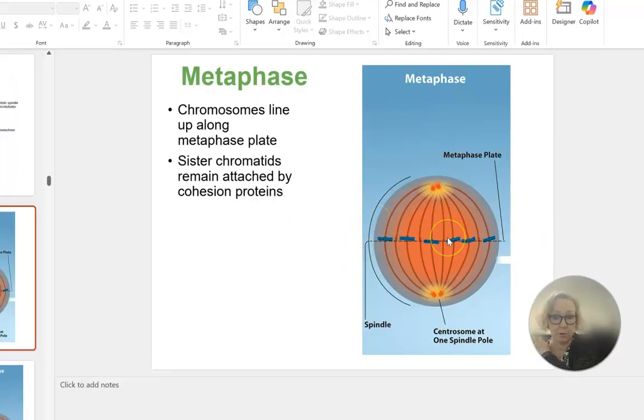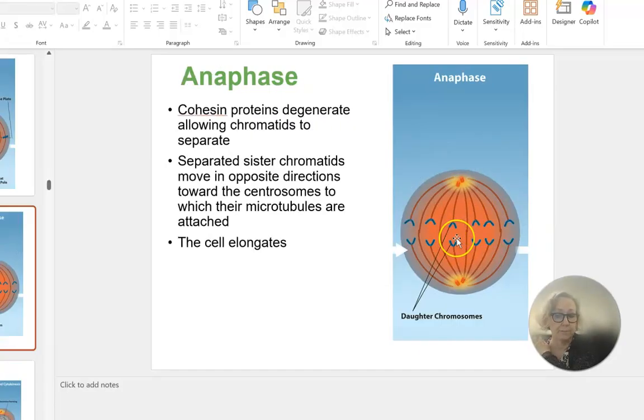Metaphase, everybody's lined up at the door, right? We are ready to go to lunch. We are ready to go to recess. We are ready. Sister chromosomes are attached.